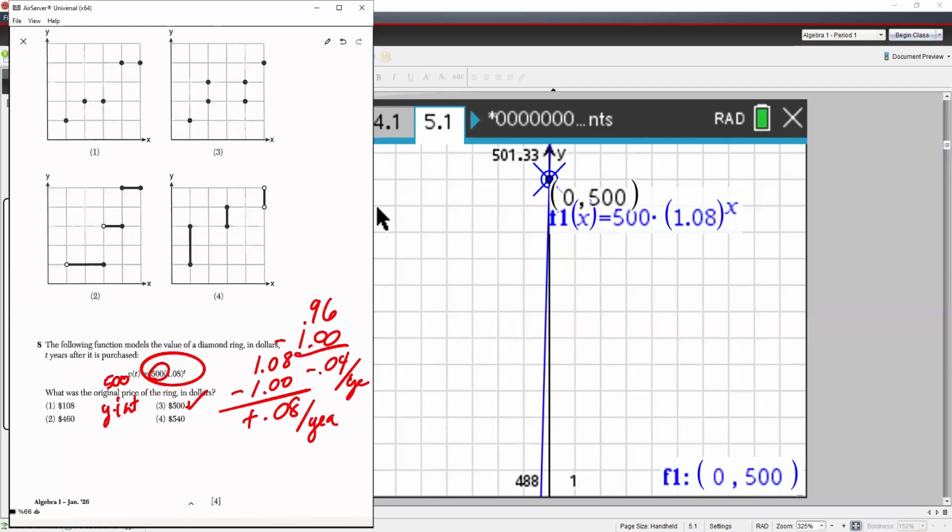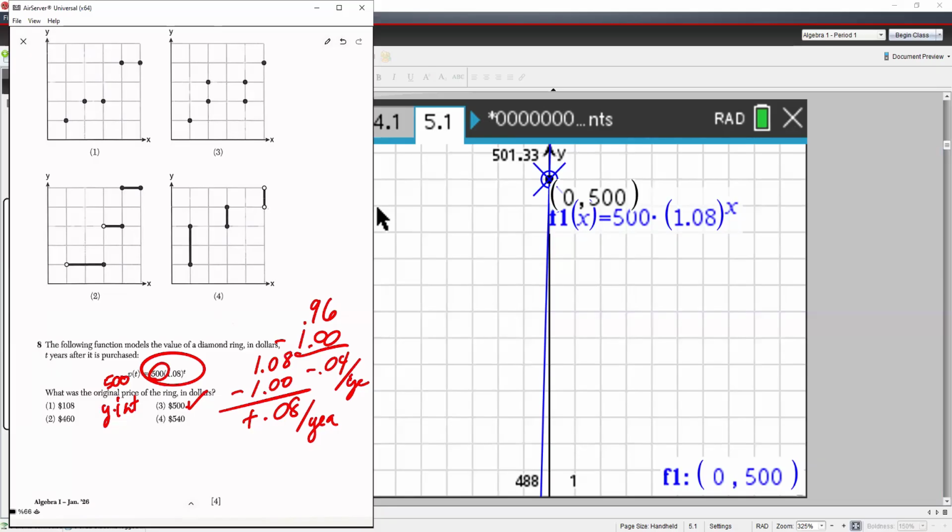But let's say you forgot. I'm telling you, grab the function, go graph it. Menu 51 tells you the y-intercept. The y-intercept happens to be 500. So hopefully you can connect, oh, y-intercept is 500, so that's the original price, if you somehow forgot. But that's it.